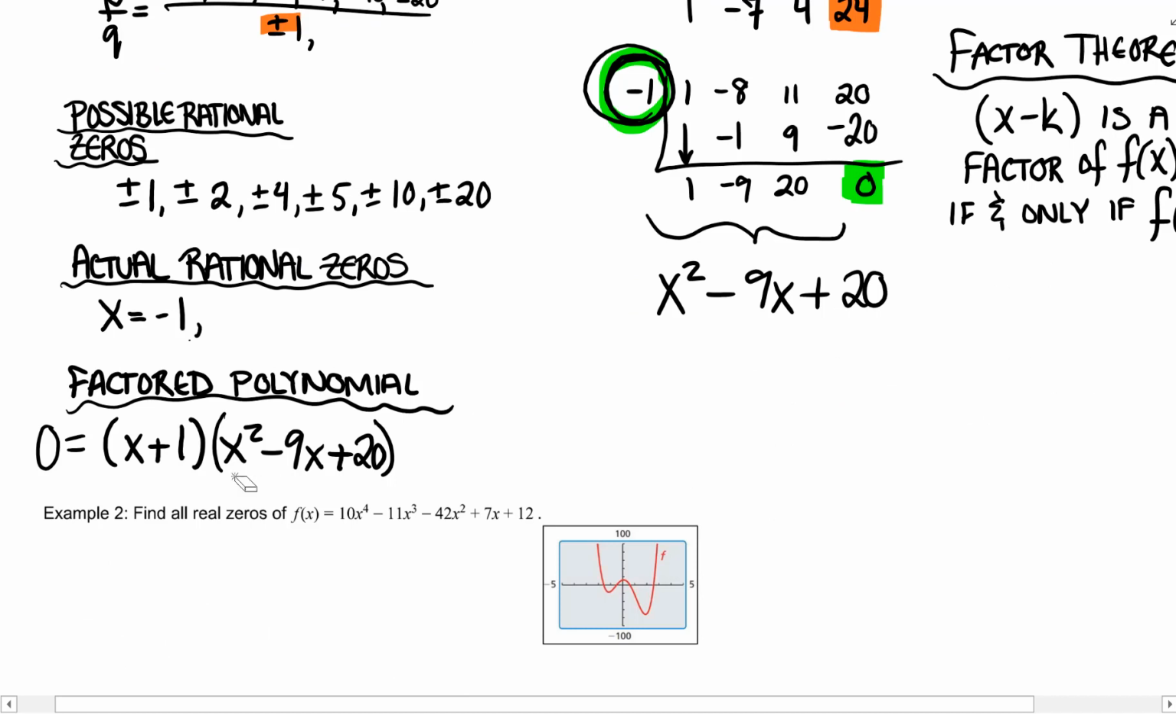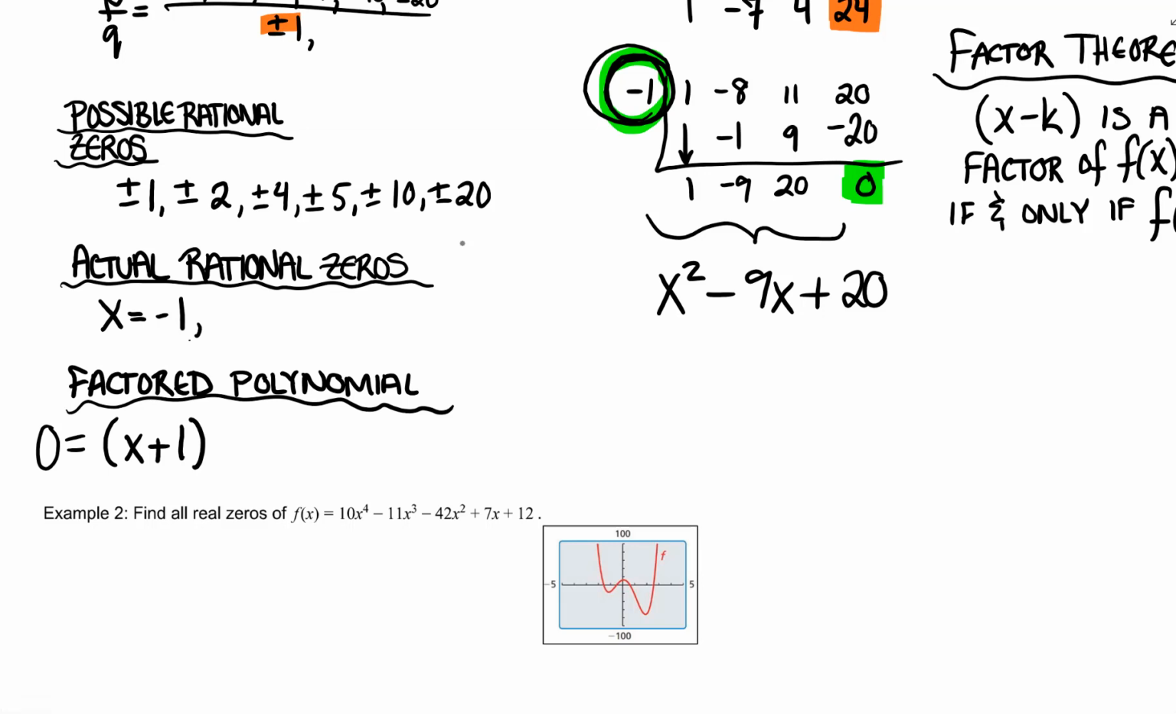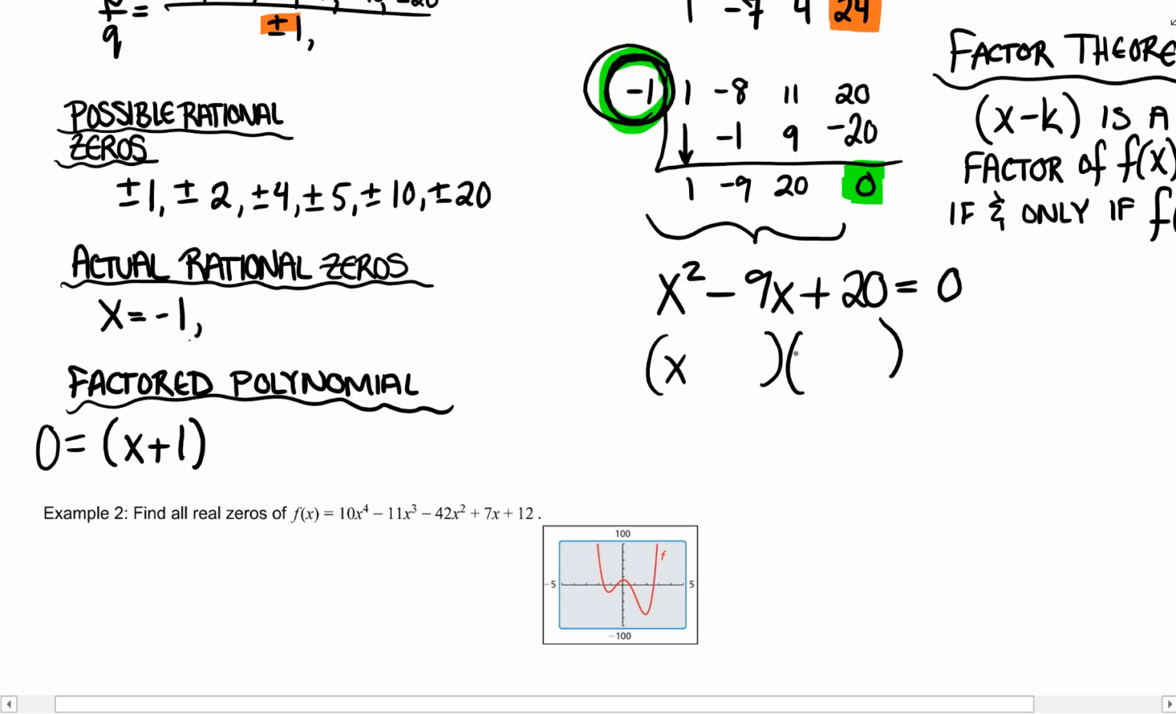But this is not fully factored. What you need to do now to find all the other zeros is solve this quadratic. I'm going to try by factoring. X times x gives me x squared. Multiply to get 20 and add to get -9. Oh, that's -4 and -5.